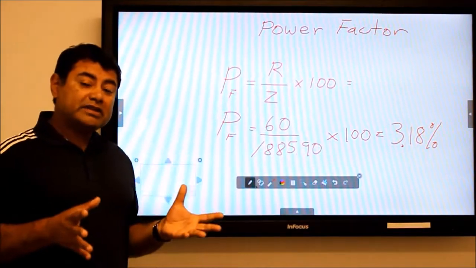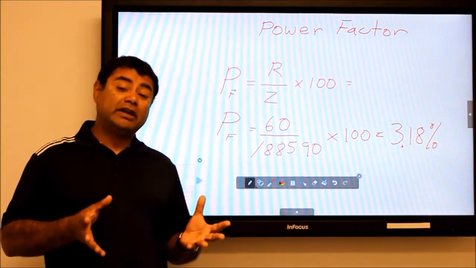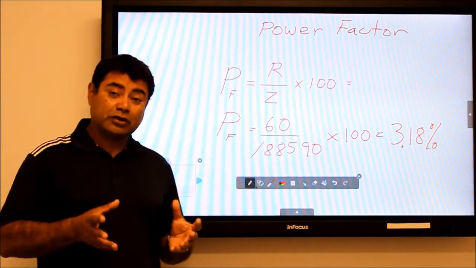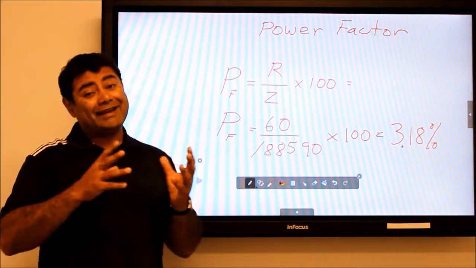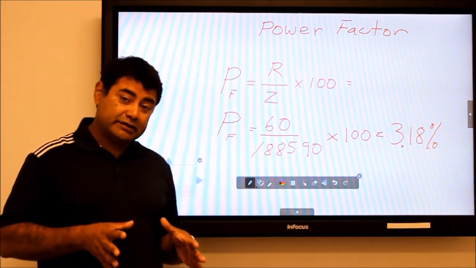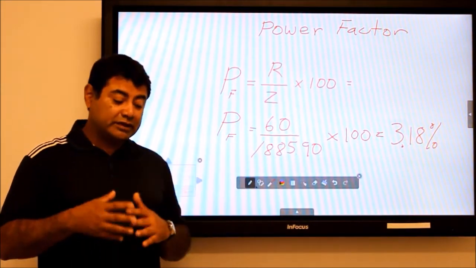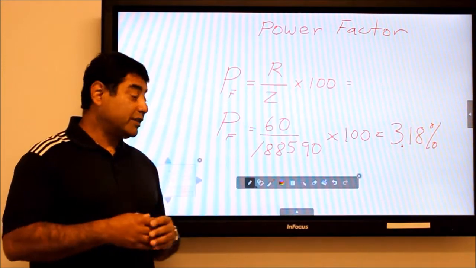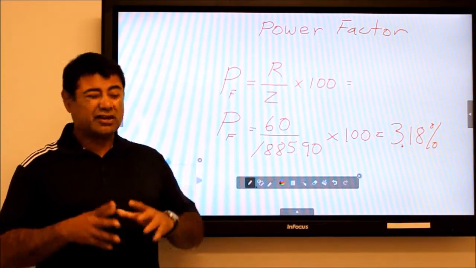Okay? This is basically all the calculations that you need to make for your combination circuit that deals with a resistor and an inductor in series. On the next lessons, we'll discuss a resistor with a capacitor, and the mathematics are very similar.